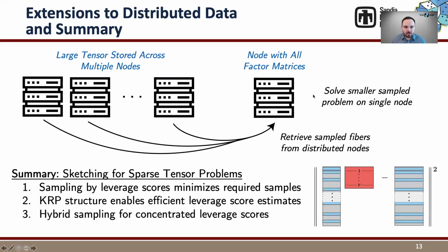So in summary, we've presented 3 ingredients for how to work with sketching for sparse tensor problems. The first is that sampling by the leverage score allows us to minimize the number of required samples to get a good approximation in our sampled problem. The KRP structure enables us to efficiently estimate these leverage scores. And we presented hybrid sampling, which allows us to more effectively work with concentrated leverage scores. Putting these together gives our algorithm, CP alternating randomized least squares, which we saw on the Reddit tensor was between 12 and 16 times faster than the corresponding CP-ALS runs.